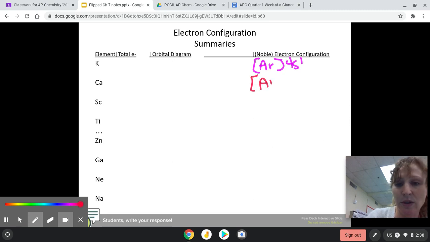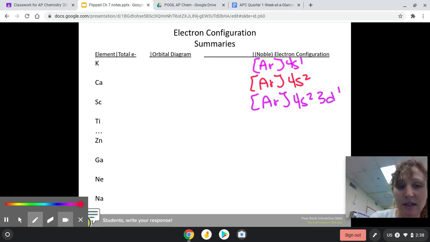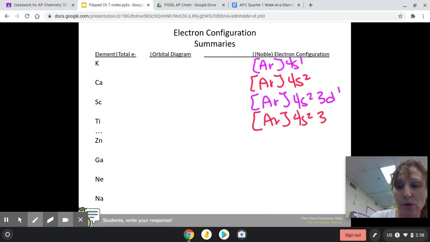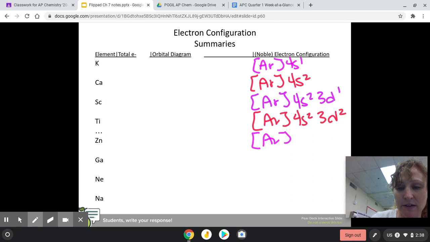All right, calcium would also start with argon 4s2, since it has that extra electron. Scandium would also start, its closest noble gas is argon, 4s2, 3d1. Titanium would be argon plus 4s2, 3d2. Zinc would be argon 4s2, 3d10.